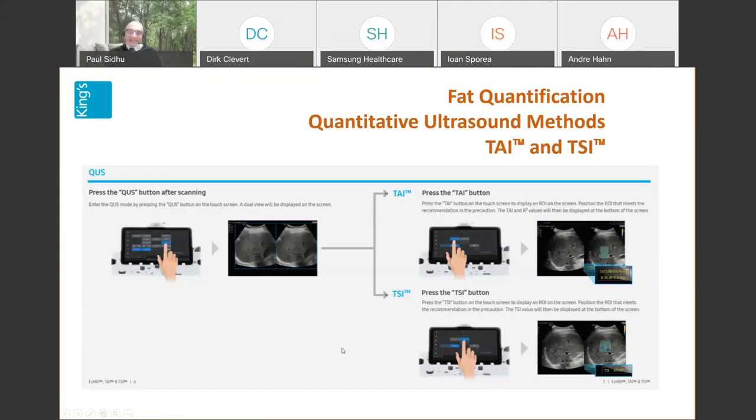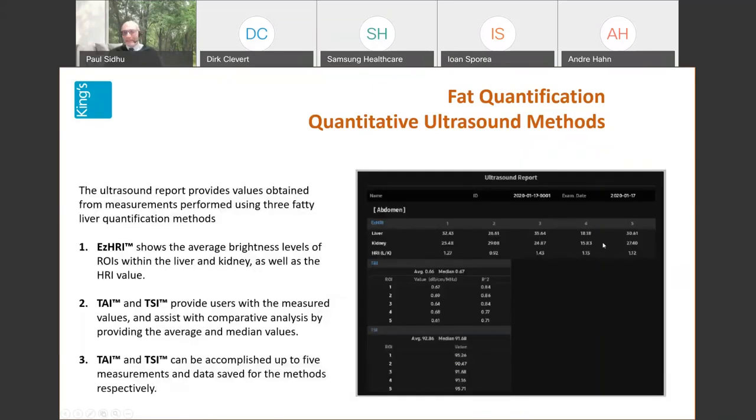The important thing is it's simple, easy to use and quick. It doesn't delay measurements within the clinic. And then you get a display, as all the different manufacturers will provide, and a report which you can present to the clinician. More importantly, you've got a set of figures on which to base improvement or deterioration in the patient's fatty liver.